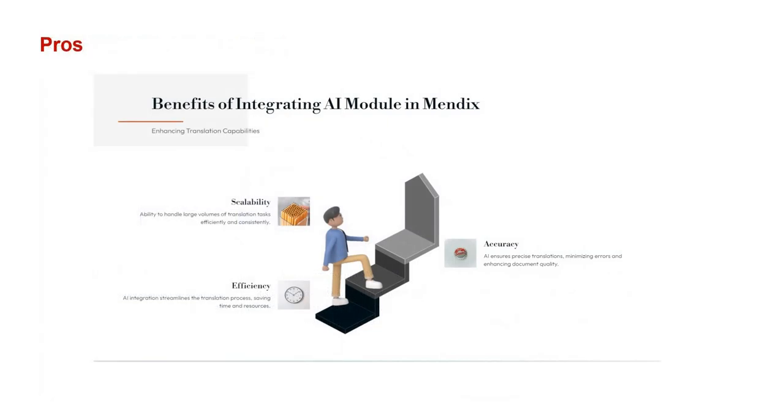Here come the pros. The benefits of integrating the AI module with Mendix help us in these ways: scalability, efficiency, and accuracy. It has the ability to handle a large volume of translation tasks efficiently and consistently, and also complete them on time and with minimal errors and good quality. For example, if we are given a requirement to translate any text or document, we need to work from scratch.